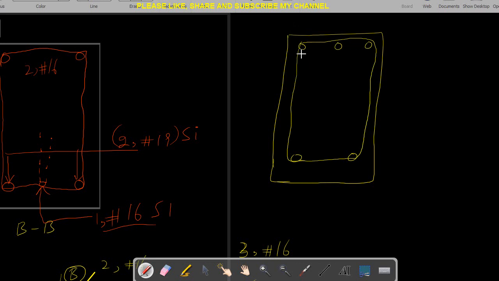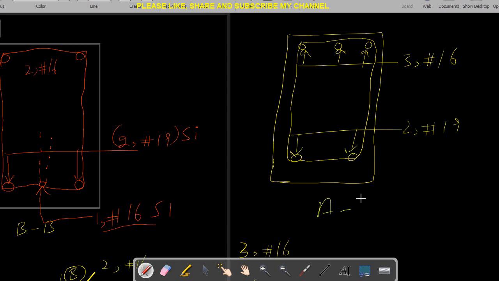Here we have 3 number 16 bar right here, while here we have 2 number 19 bars. This section is at AA. So this is important to understand, right? And this is number 10 stirrup at the rate of 150 millimeter center to center. Similarly here.